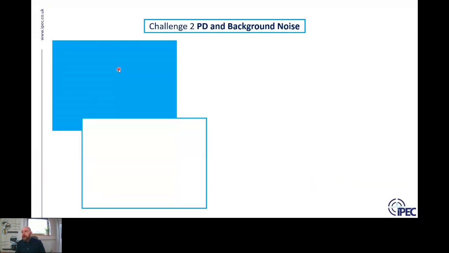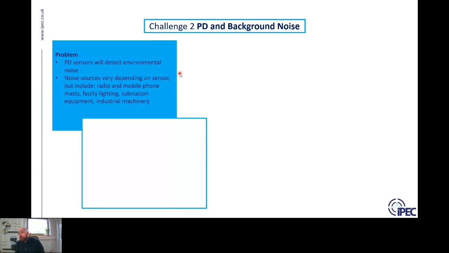Next challenge, PD and background noise. Our problem is that PD sensors will detect environmental noise. Every PD sensor will detect background noise. That is just a fact. The noise sources, so where the noise comes from, can vary depending on the sensor type. Typically, radio masts, mobile phone masts, and faulty lighting. Fluorescent lighting inside substations is a common cause of TEV noise, particularly. Other substation equipment and other industrial machinery could all cause noise interference. Noise sources can be much larger than PD as well, which is the other important thing.